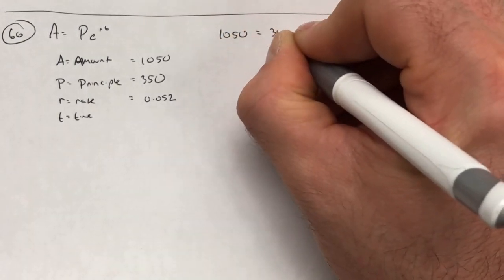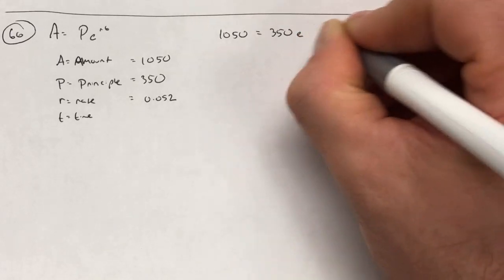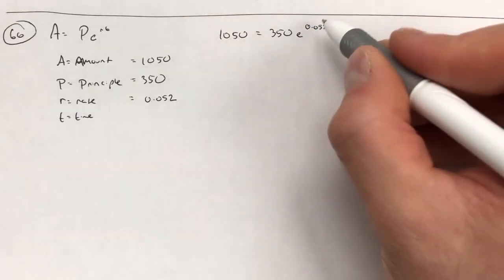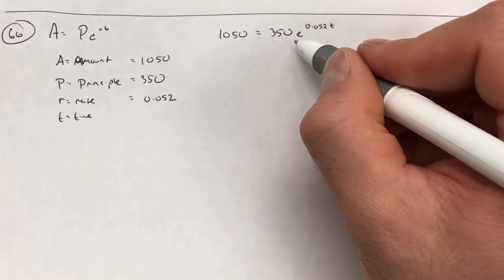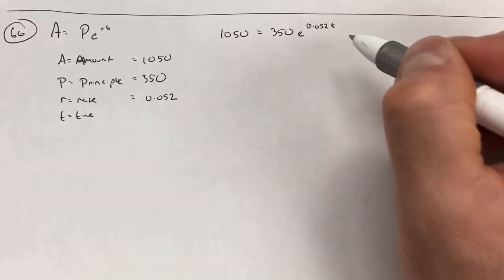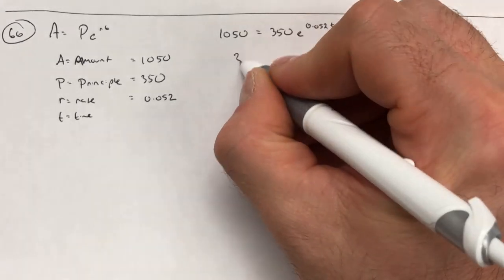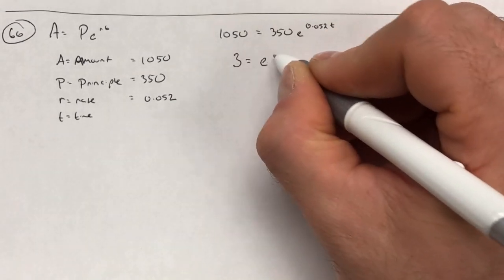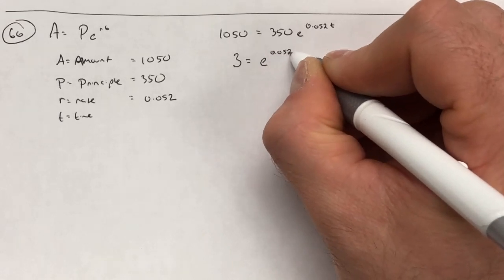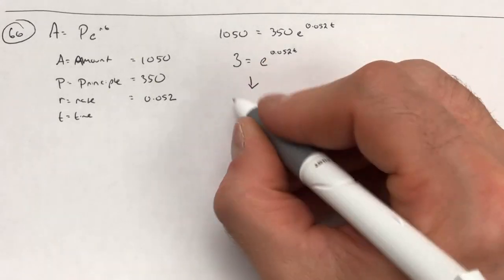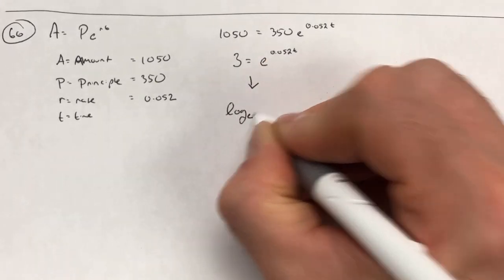1050 equals 350 times E raised to the 0.052 t. I want to rewrite this in log form, so I'm going to isolate my base, which means get rid of the 350. When I divide that by 350, I'll get a value of 3 because we're looking at tripling it. Cool. And now I can rewrite this. I'm going to drop the base and swap.